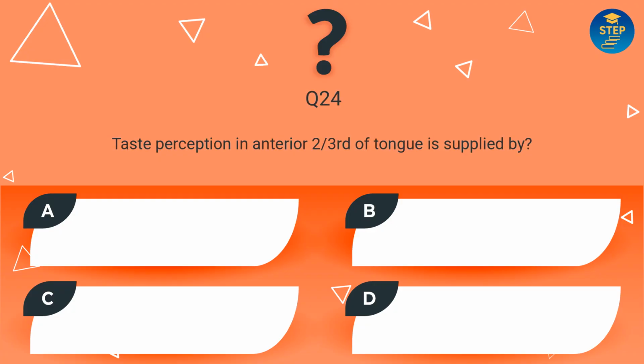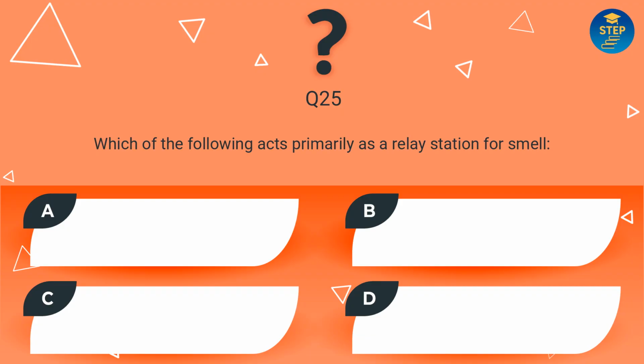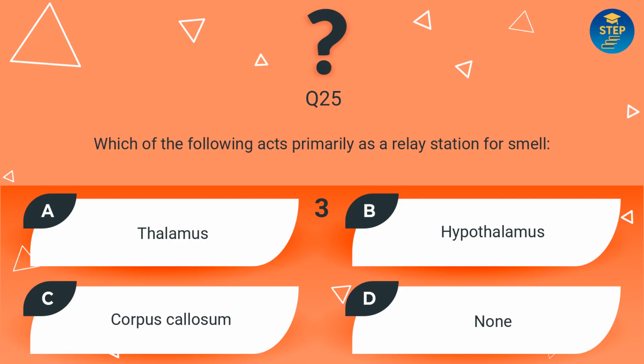Taste perception in anterior 2/3 of tongue is supplied by facial nerve, trigeminal nerve, vagus nerve, glossopharyngeal nerve. Answer is facial nerve. Which of the following acts primarily as a relay station for smell? Thalamus, hypothalamus, corpus callosum, none. Answer is none.